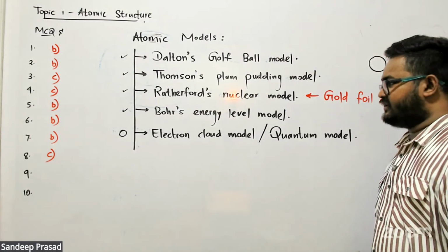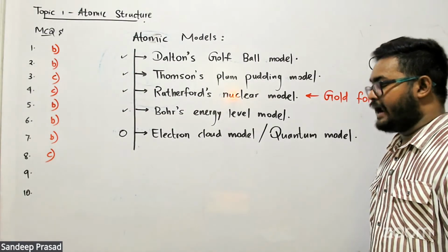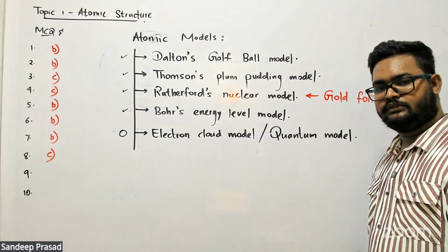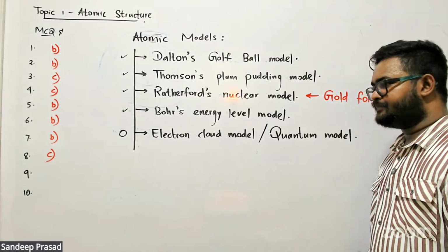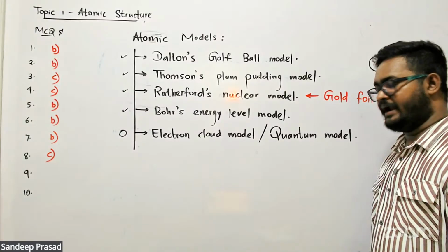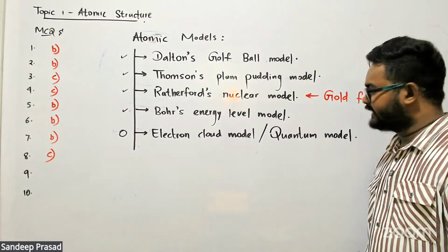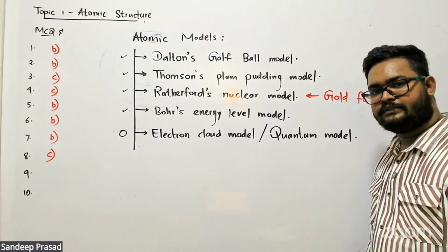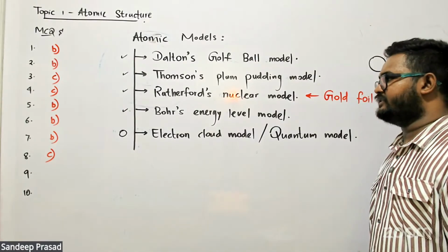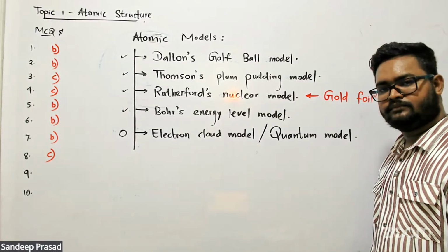Some people say Rutherford's planetary model. It's like planets orbiting the sun; electrons are orbiting the nucleus. That's why it is known as Rutherford's planetary model.